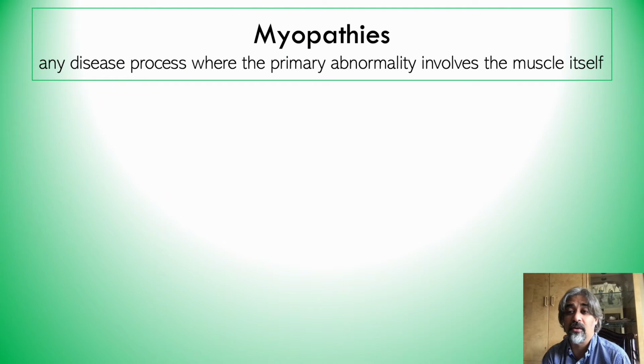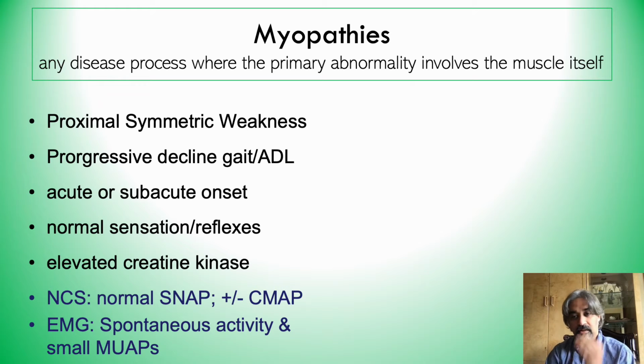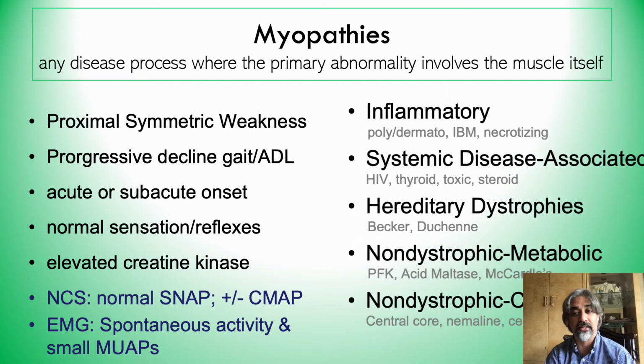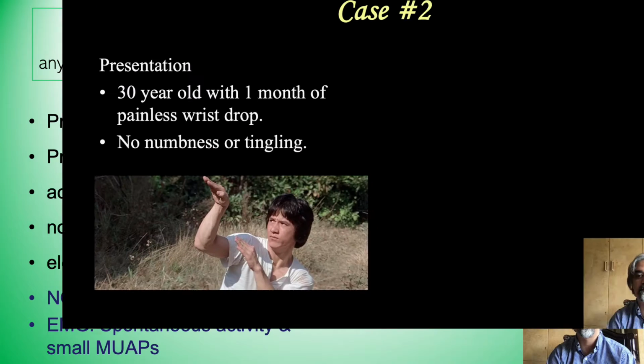Since muscle is the final organ of the motor unit, myopathies have to be considered, especially in the setting of symmetric proximal weakness. Nerve conduction studies will be essentially normal, and EMG will reveal small motor units and spontaneous activity. They're classified by their causes, and the most common cause to come to my clinic is the idiopathic inflammatory myopathies like polymyositis and inclusion body myositis.